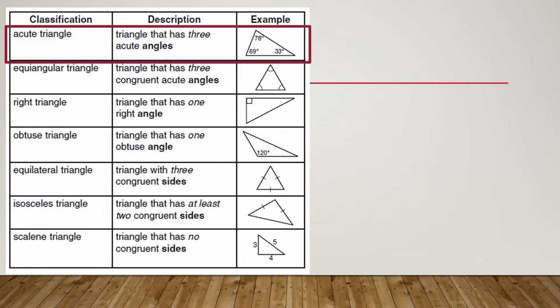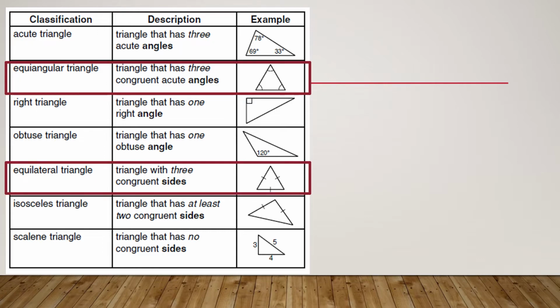So an acute triangle to start, and all of these first four are ways to describe a triangle by its angle measure. So an acute triangle means all three angles are acute. Equiangular, they're all the same. If you think about that for a second, all three angles in a triangle have to add to 180 degrees. So that means 180 divided by 3 is 60. Every equiangular triangle will have angles that are 60 degrees each.